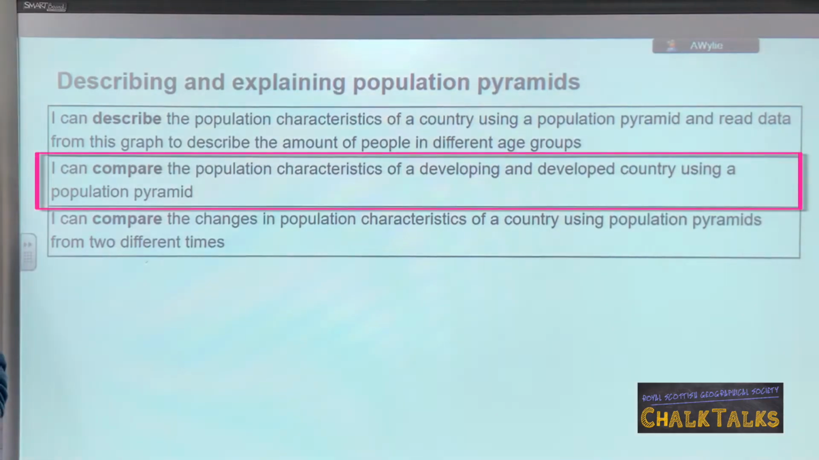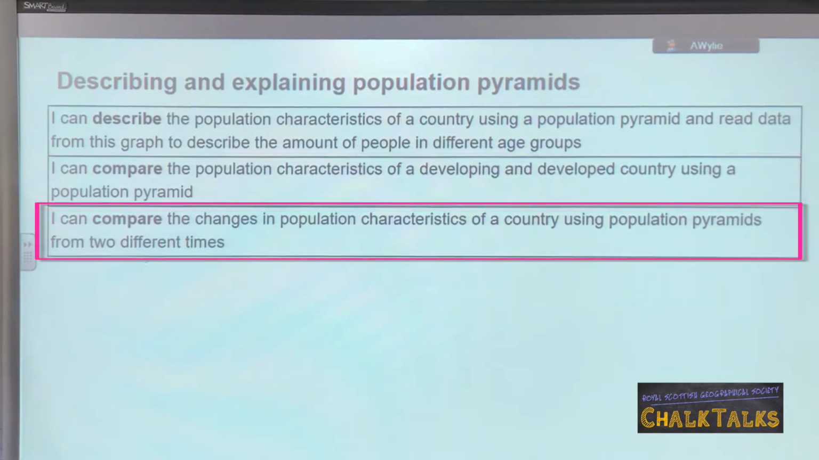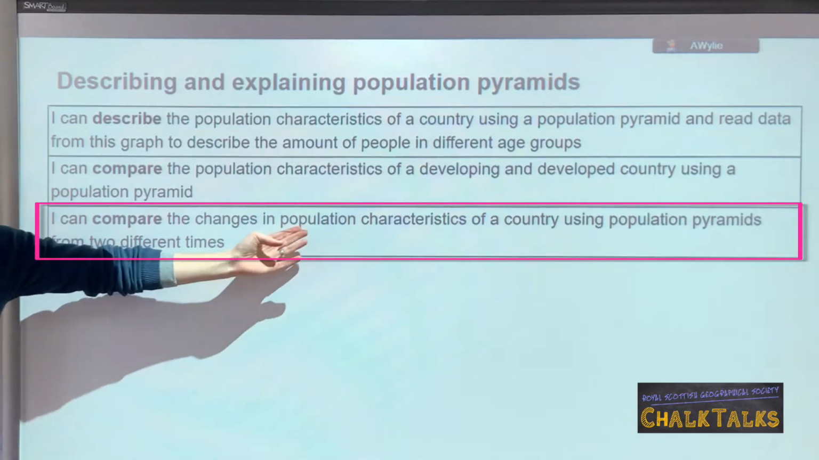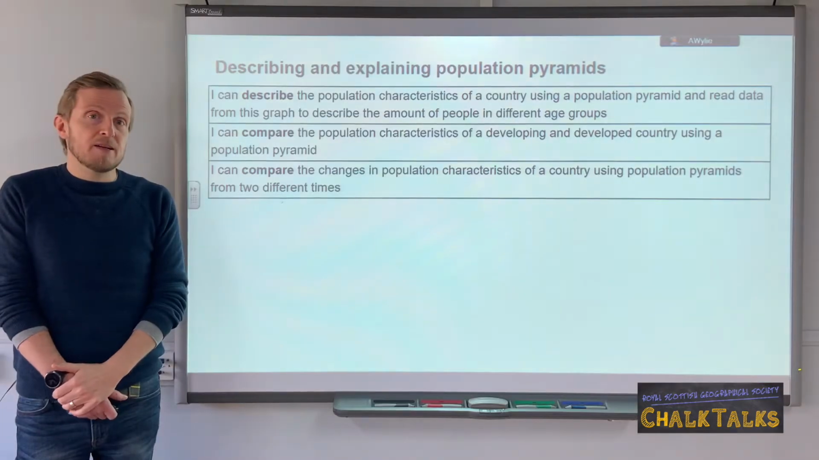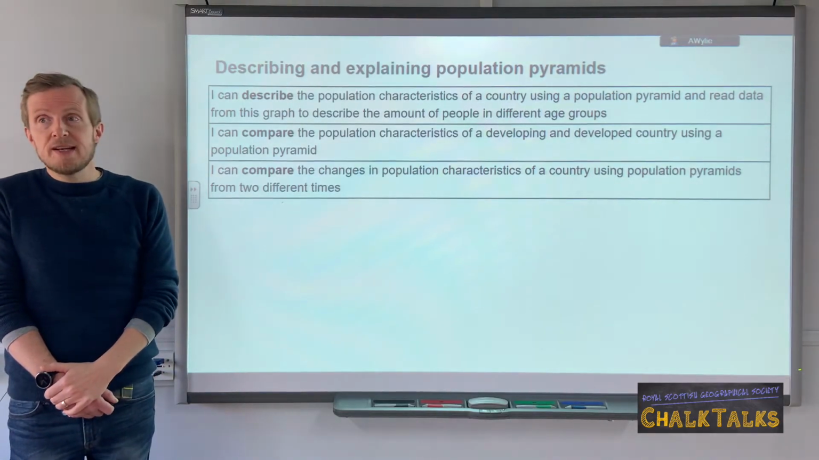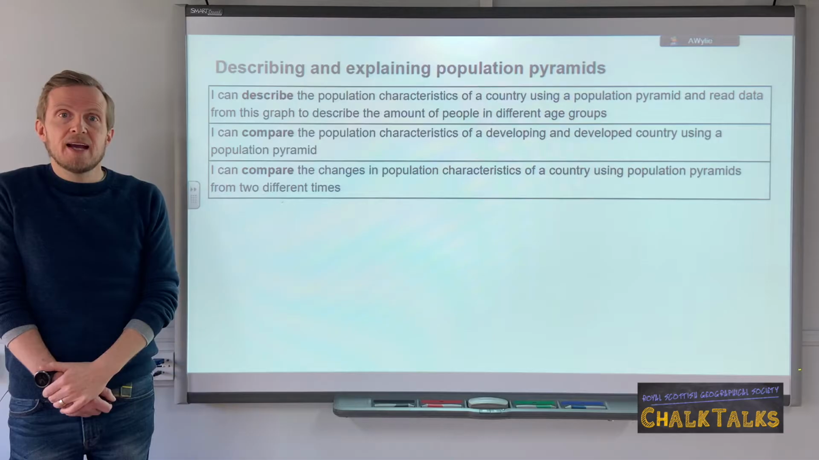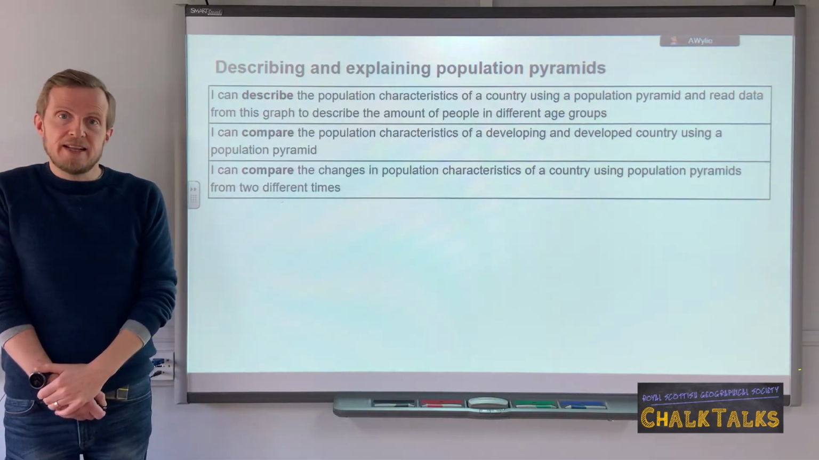You might be asked to compare 2 different pyramids, which might be a developing and a developed pyramid, and I'll show you how to do that later on. And finally, you may be asked to compare the changes in the population characteristics of a country over time. For example, you might get a population pyramid for Scotland in 1900, and you might get one for 2020, and be asked to compare and describe and possibly explain the changes shown in that pyramid.